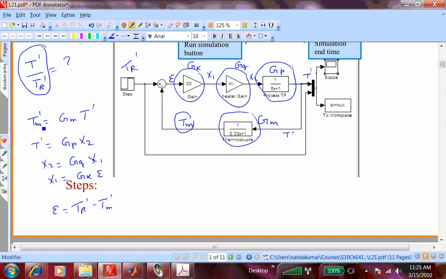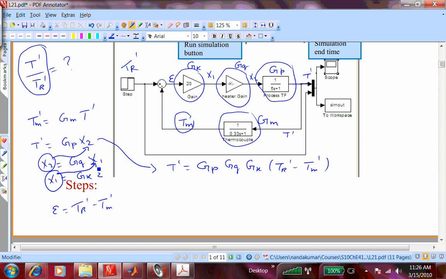So let's start, for example, we know that T prime is equal to Gp times X2. But what is X2? Gq times X1. What is X1? Gk times epsilon. What is epsilon? Tr prime minus Tm prime. You understood what is happening there? All I was doing was just substituting. Take X2 and plug it in there. Take X1 and plug it in there. Take epsilon and plug it in there. Okay? So I get the output T prime in terms of this expression.